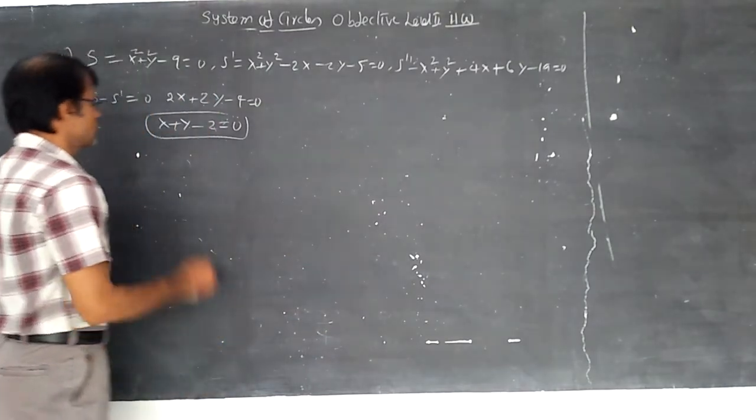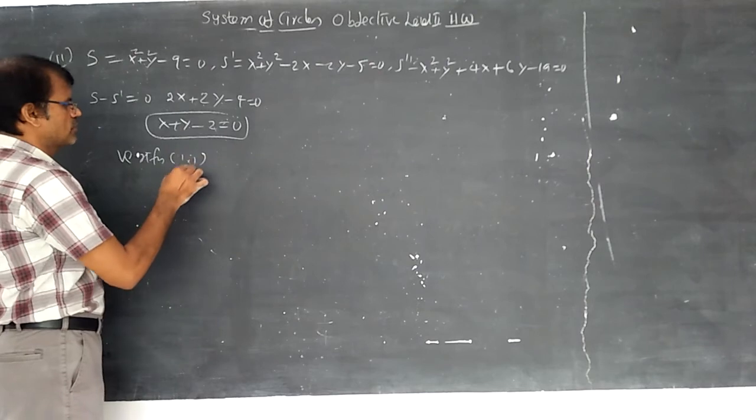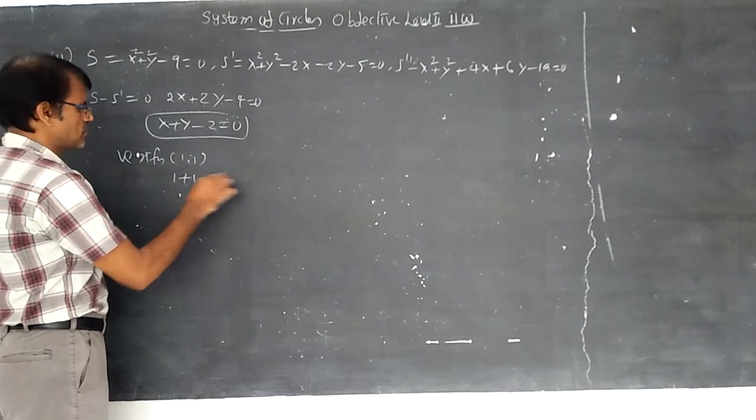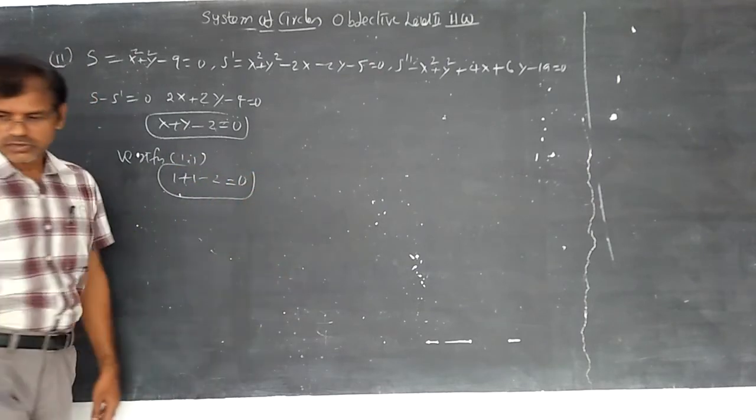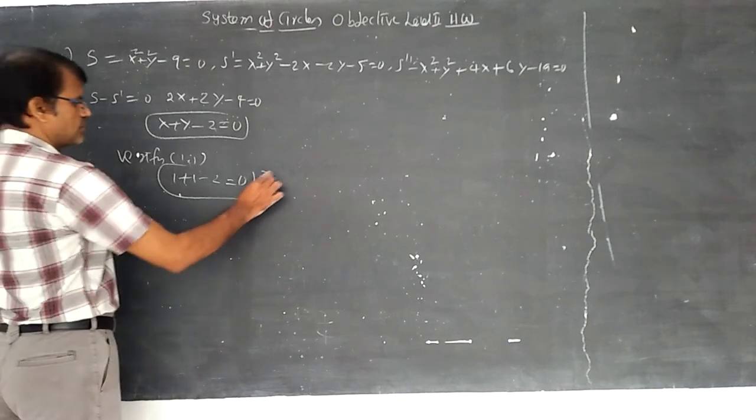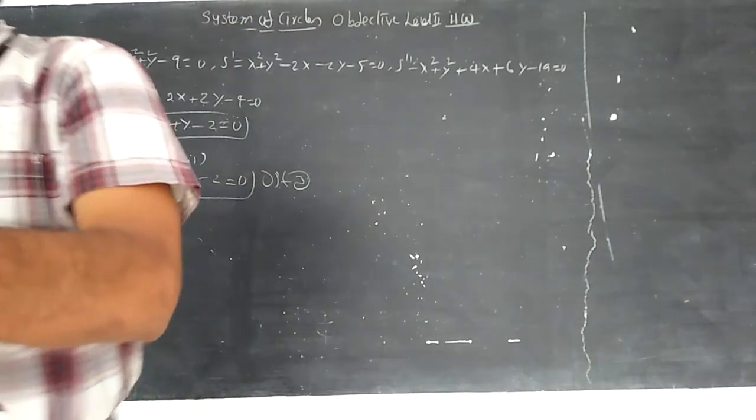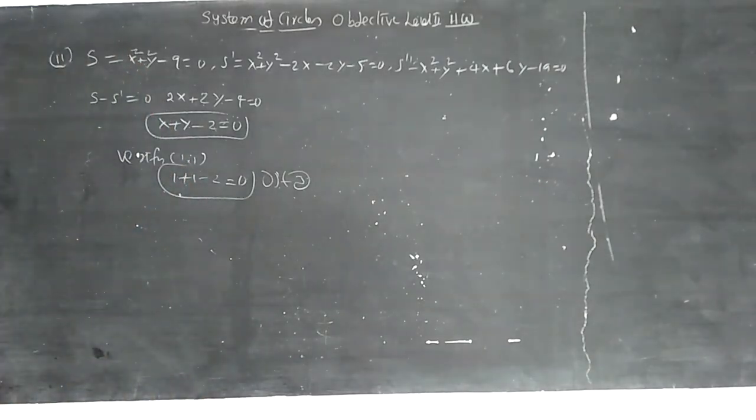If there is any problem, verify the options. Verify 1 comma 1. So, what is happening? 1 plus 1 minus 2 equal to 0. So, what is the option for 1 comma 1? Only one option is there, the third option. 10th question, third option. Okay. Option 3 verified. According to the options, here it is, option 3.